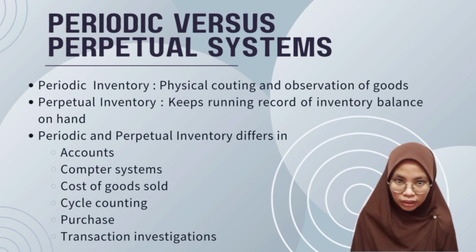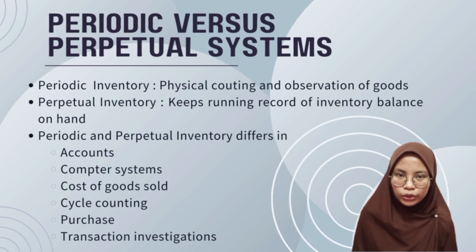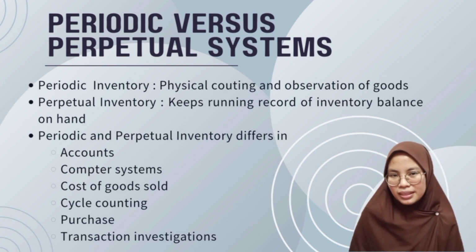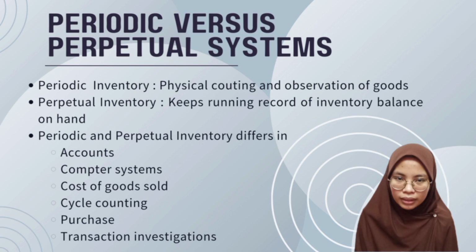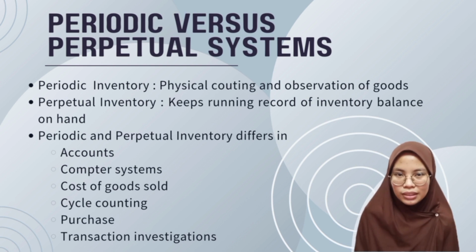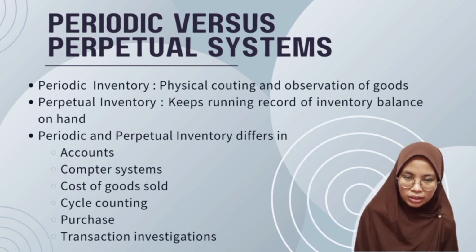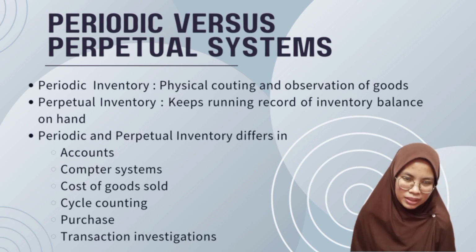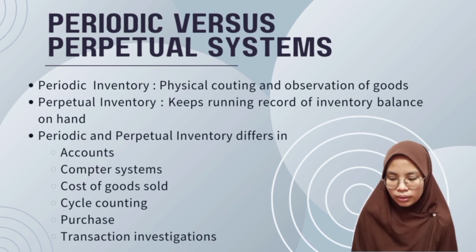Next is cycle counting. It is impossible to use cycle counting under a periodic inventory system since there is no way to obtain accurate inventory accounts in real time, which are used as a baseline for cycle counts.